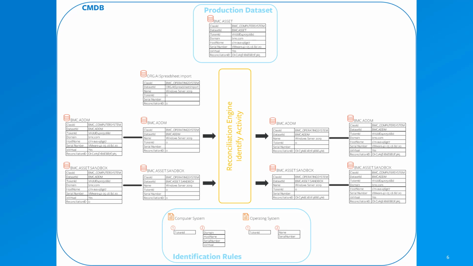Reconciliation engine then sees if there are any operating system records that have the same name and serial number. This will also fail since there are no existing records. After all rules have been evaluated, a reconciliation ID is auto-generated and written to the operating system CI. In this scenario, the parent and the relationship are unaffected and will be ready for the rest of the reconciliation process.